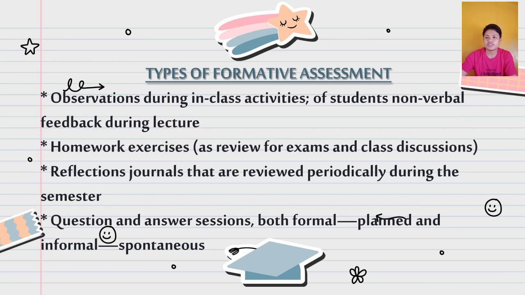So you have to do these types of formative assessment. It may be in the form of observations during in-class activities, of students' nonverbal feedback during lecture. So you can observe if they really respond positively to your instruction. If you are a boring teacher, you can observe that your students are tired, bored, or sleepy, and that is one thing you need to observe in your students. If they have that kind of response to your instruction, you can change your teaching strategy and make it interactive and lively.